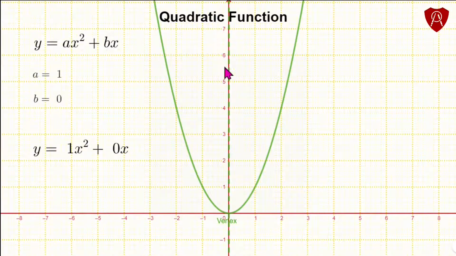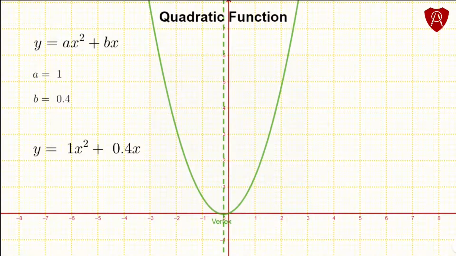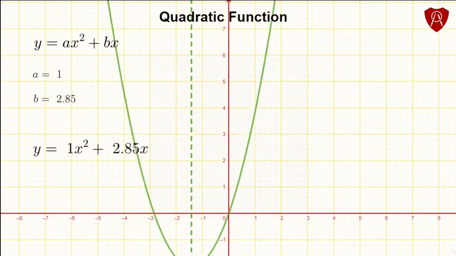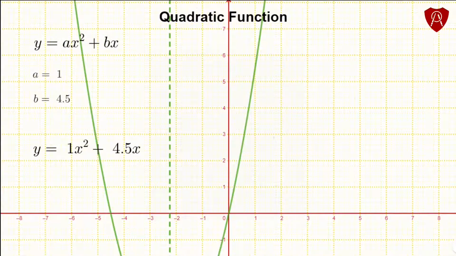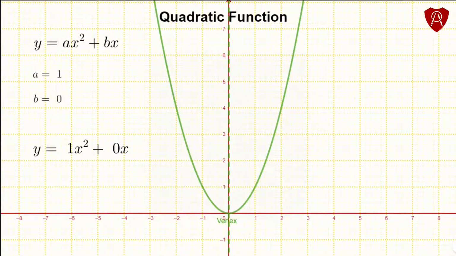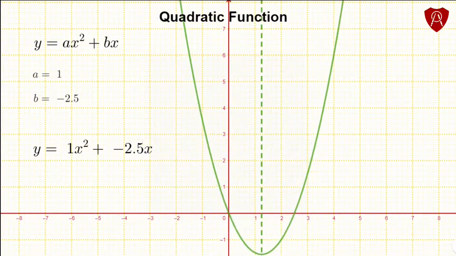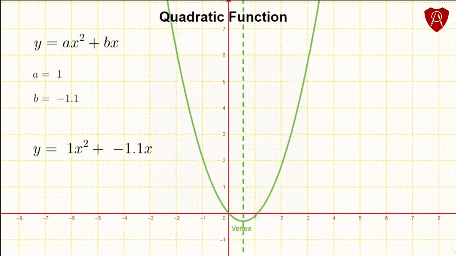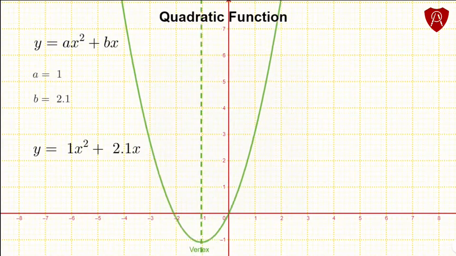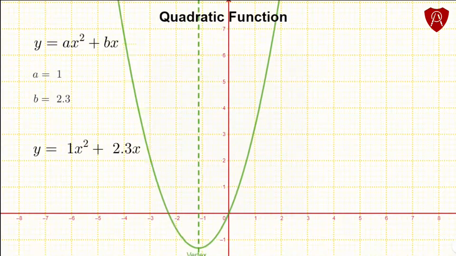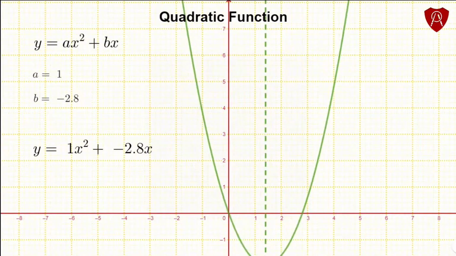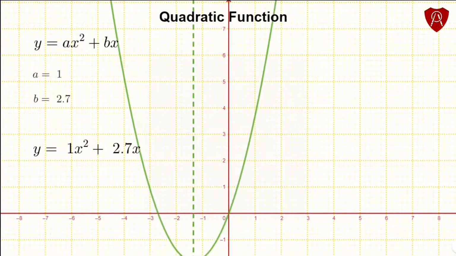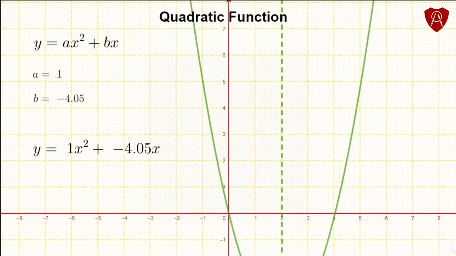When b is 0, the symmetry of the curve is on the y-axis, the line x is equal to 0. Increasing b from 0 shifts the symmetry of the parabola to the left. Conversely, reducing the value of b from 0 shifts the symmetry of the curve to the right. Don't worry about the vertical shift of the curve for the time being. This will be explained a little later. For the time being, just focus on how the value of b affects the horizontal position of the axis of symmetry.